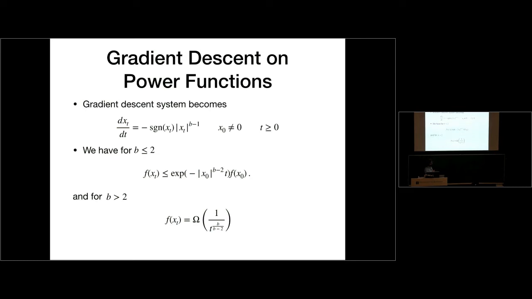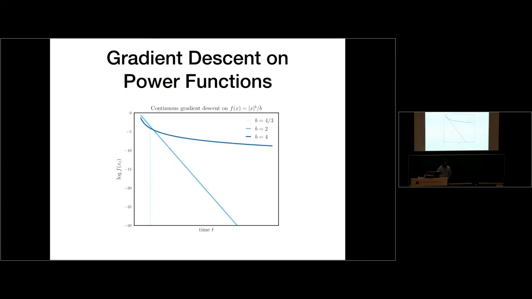For b strictly bigger than 2, you can show that the function value evaluated at a point on the curve decays like 1 over t to the power b over b minus 2. Okay, that is just a bunch of symbols. It's not really clear what that feels like. So I've plotted here what those values look like over time. Okay, so this is time. Each colored curve is the log of the function value along the curve.